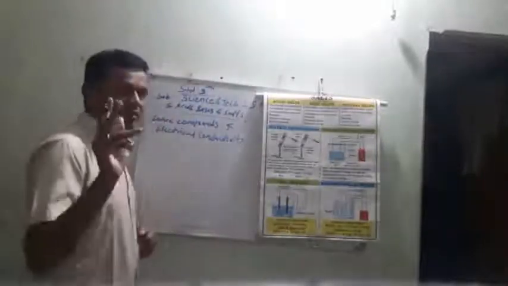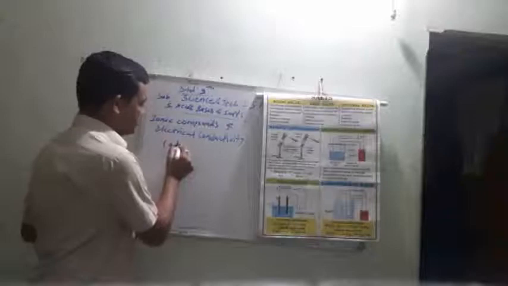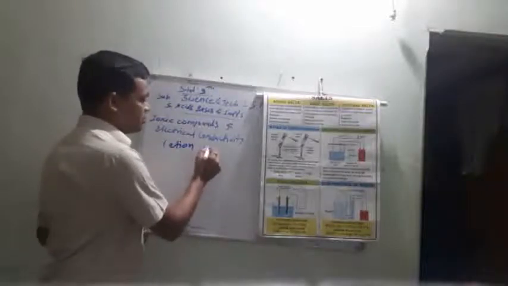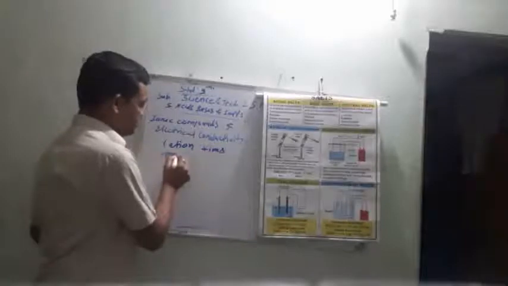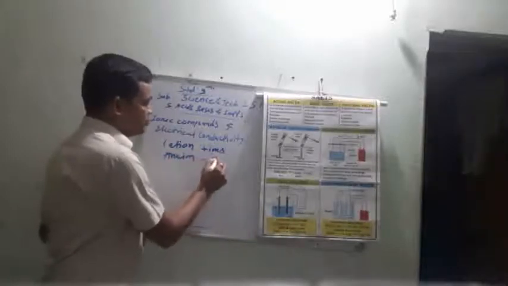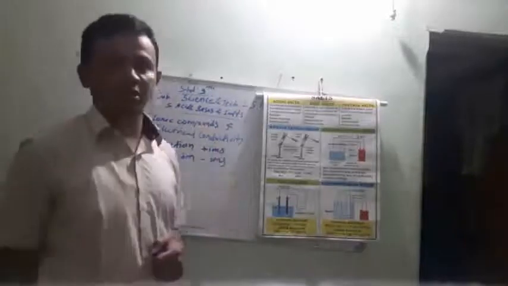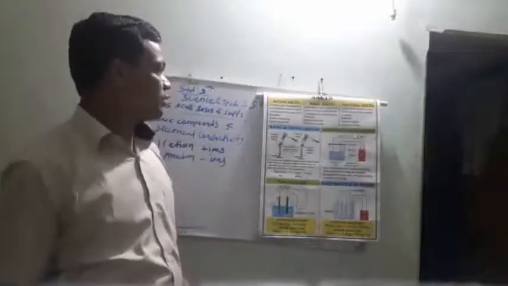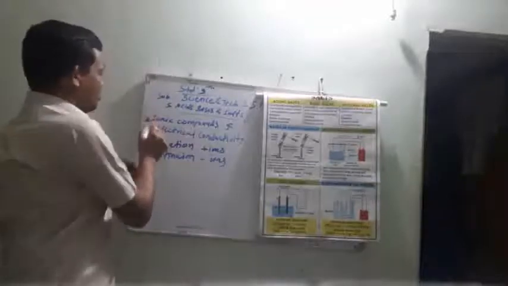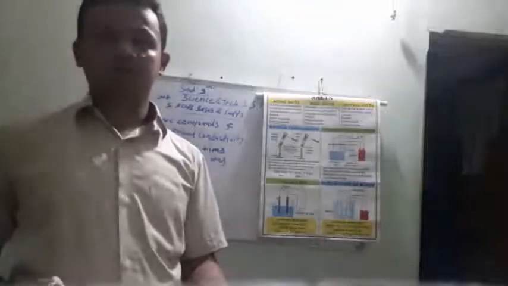that is, positive ions, and anions, that is, negative ions. So these are the main constituents of ionic compounds. Now today we have to learn the topic, ionic compounds and electrical conductivity.